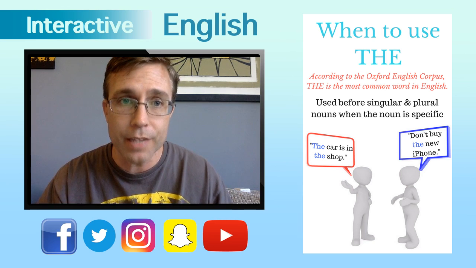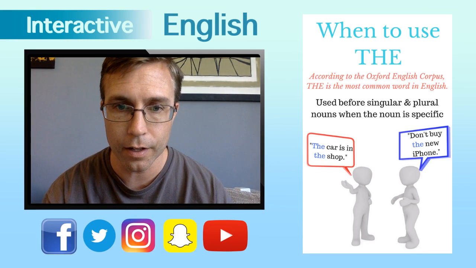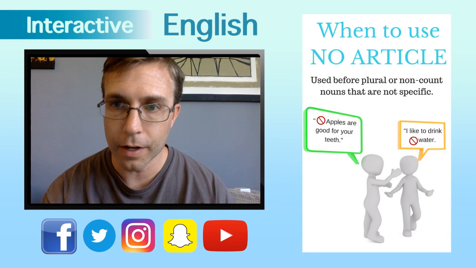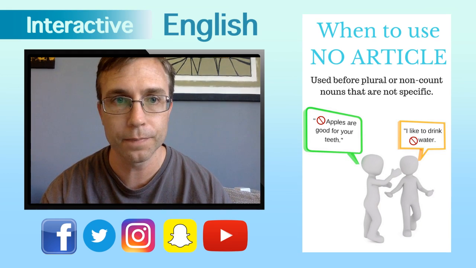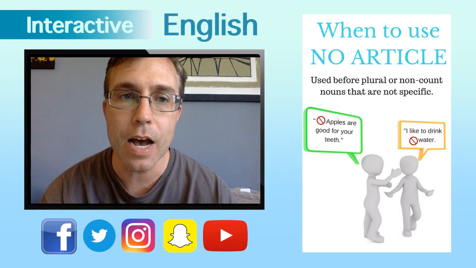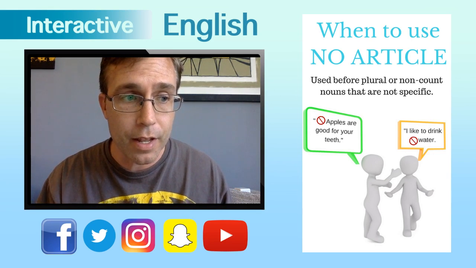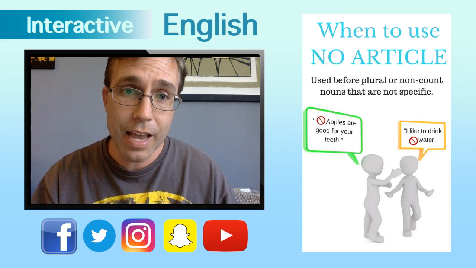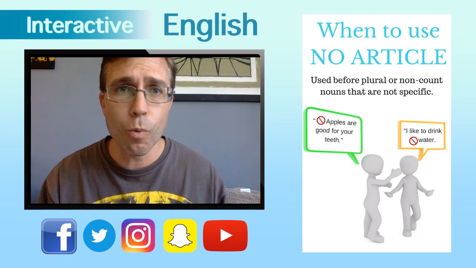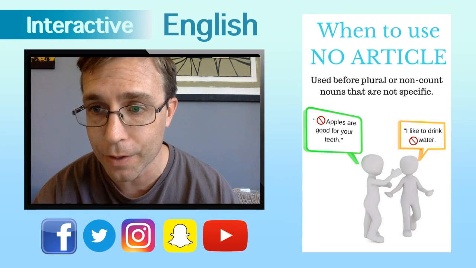So these are all ways that you are using the. So let's look at the zero article. The zero article is right here. We use it before plural or non-count nouns that are not specific. Plural nouns are things that typically get an S added to the end. Non-count nouns are nouns that you can't count, basically like any liquid: water, soda, tea, or hair is also a non-count noun.